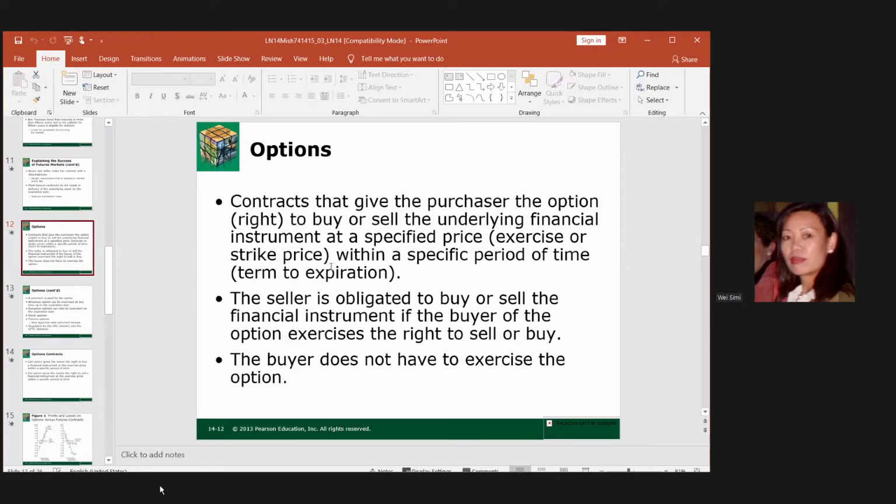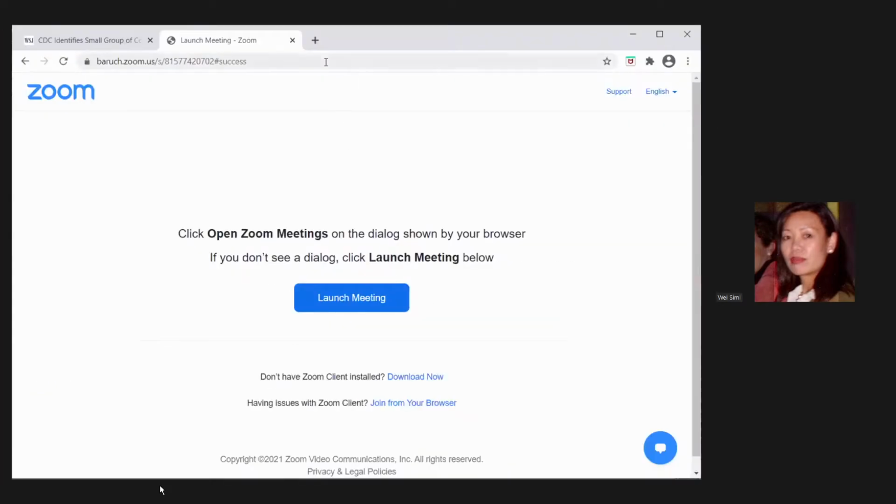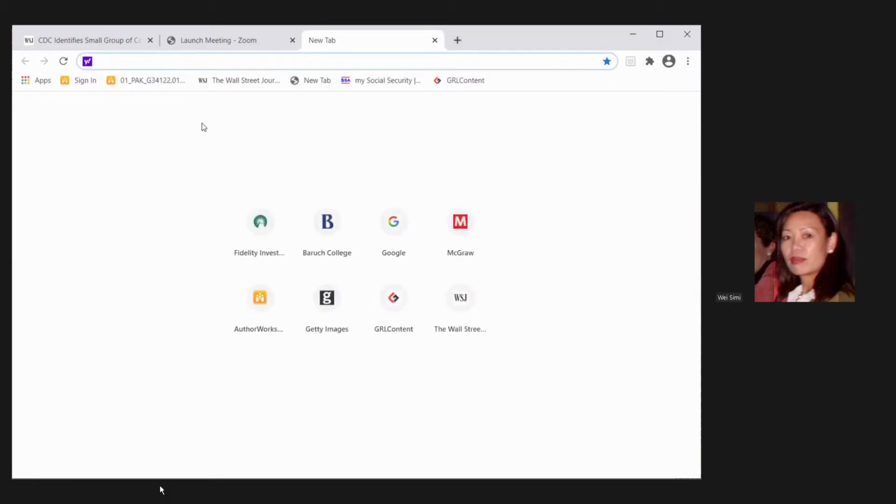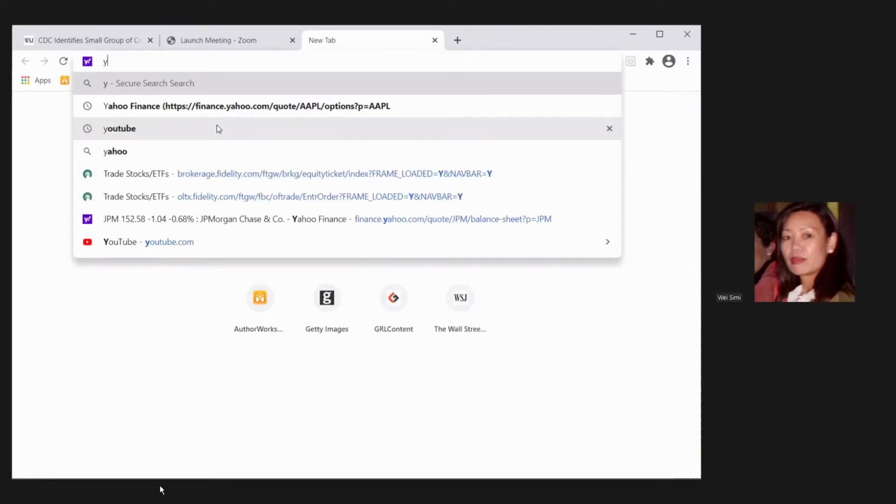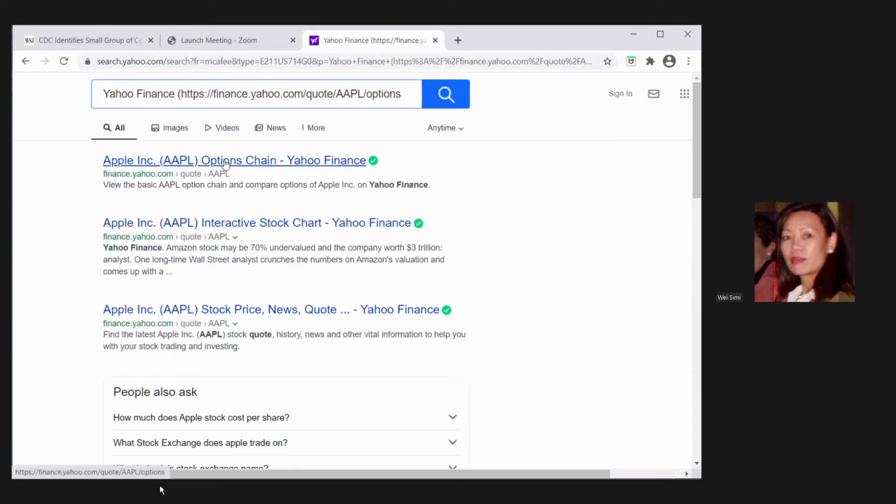Now we touch on options. Before we touch options, let's see if I can open that. You can see it. All right, let's see what I can do. So you can go to Yahoo Finance. If you can do that on your computer, it's better than from here, because it may be difficult to see. Let me see what I can do.